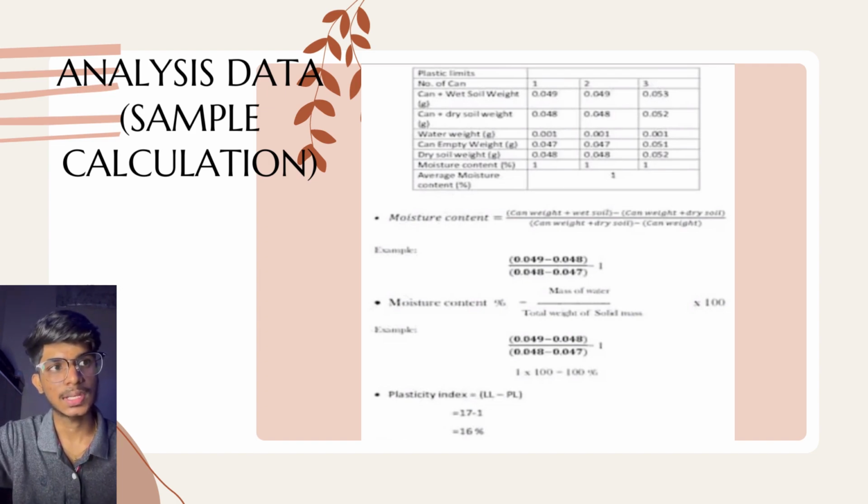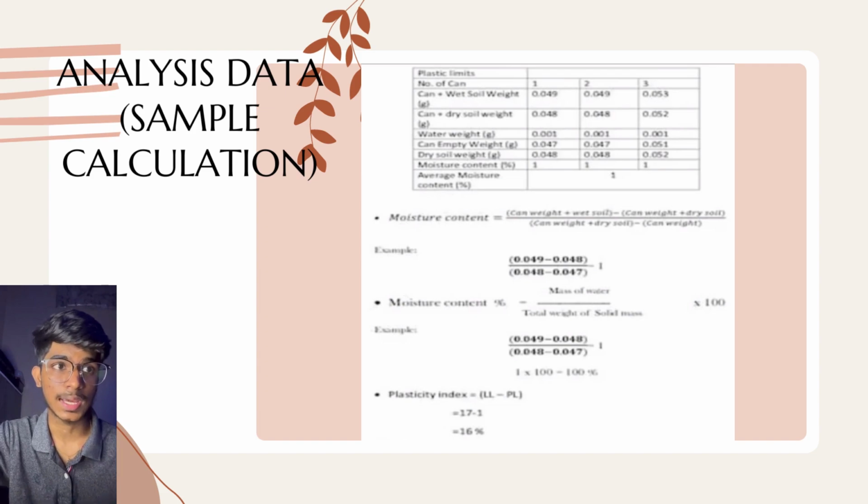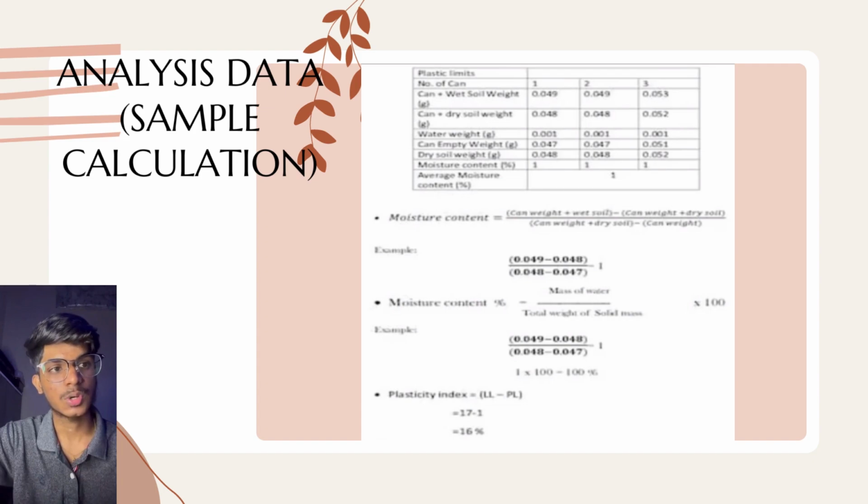This slide is actually kind of the same as the previous slide, but this slide should be calculated with the plastic limit as well. So here also we should calculate the can added with the wet soil weight, the can added with the dry soil weight, water weight, the empty can weight, dry soil weight, moisture content, and the average moisture content. For the moisture content, as you can see, there is the formula on how to calculate it. Secondly, they also included the moisture content percentage and their method there also.